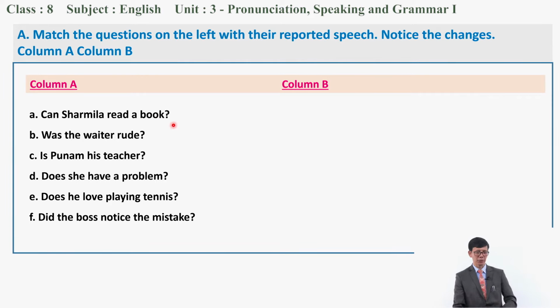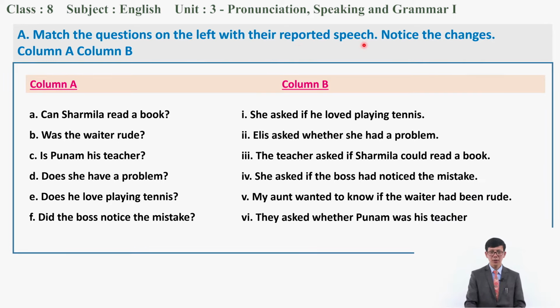Can Sarmila read a book? Was the waiter rude? Is Poonam his teacher? Does she have a problem? Does he love playing tennis? And did the boss notice the mistake? These are the questions. Now, there is the reported speech in column B. Look at this. Now, what you have to do is match column A with column B. Let's see. So, can Sarmila read a book?